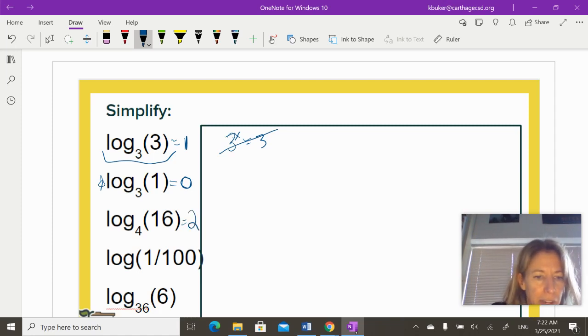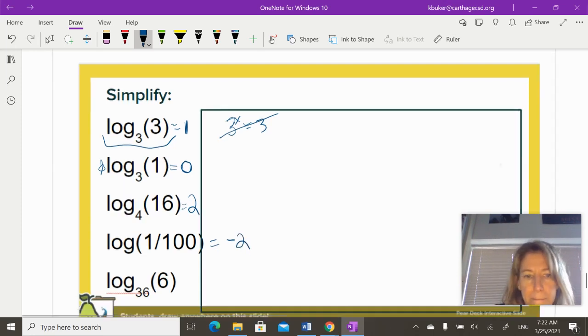Here we have a common log, so this is really log base 10. And since we have a fraction, we know it's negative. Since 10 squared is 100, this would be a negative 2.